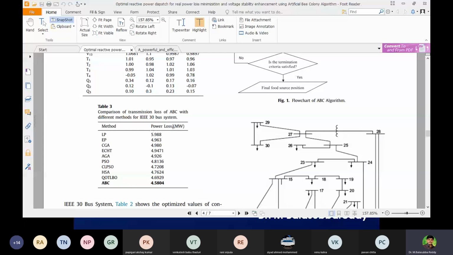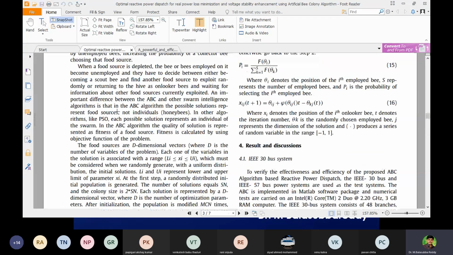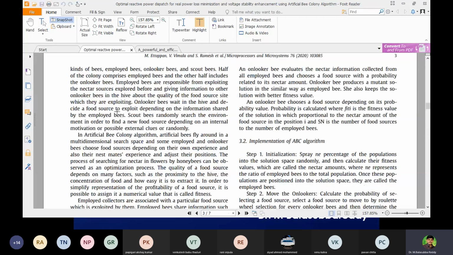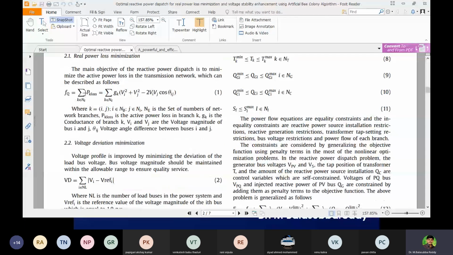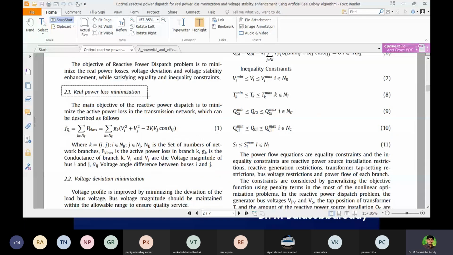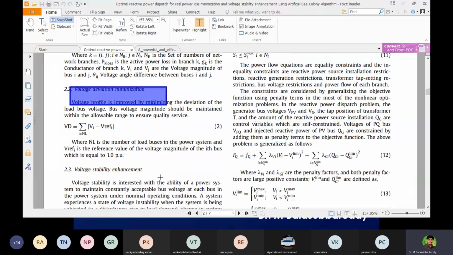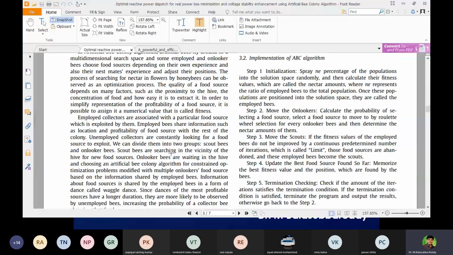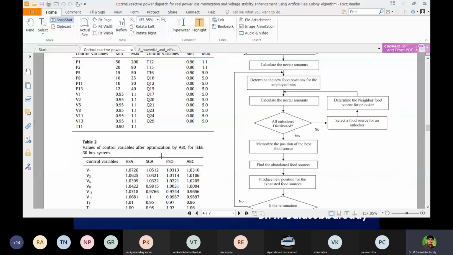You can see the power loss. Our intention is to minimize the power loss, the first objective function. As I mentioned previously, I showed 3 objective functions. Yes, this one: 2.1 power loss minimization, voltage deviation, and then voltage stability enhancement. They solved the same thing using ABC and presented the result, but how to solve it, they cannot project all the things.